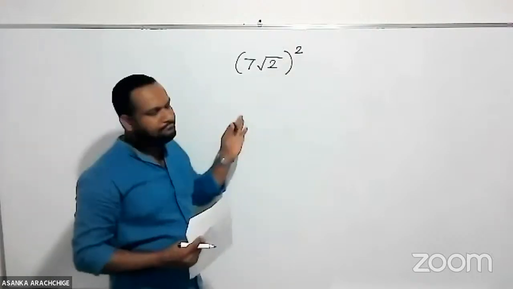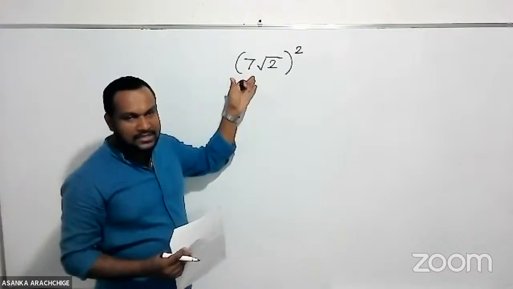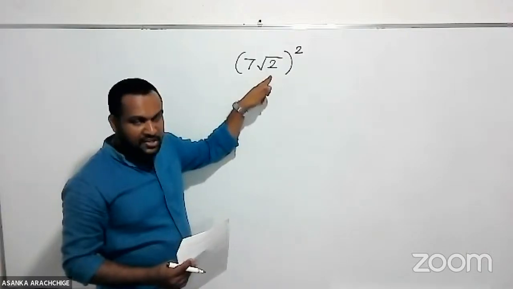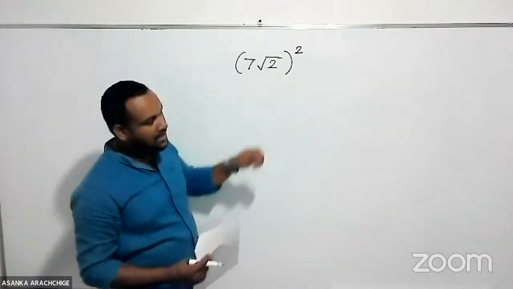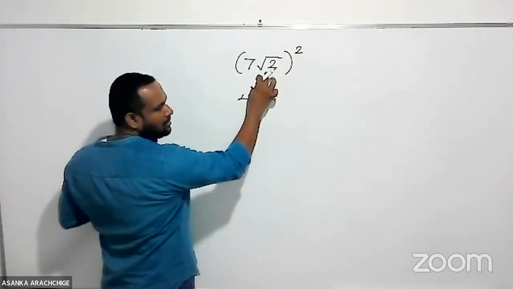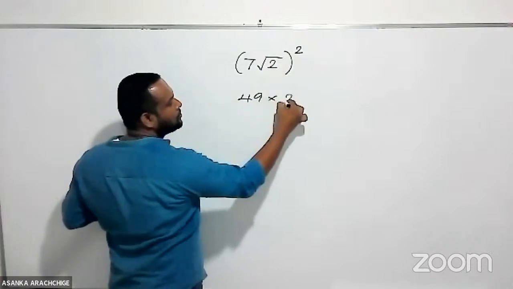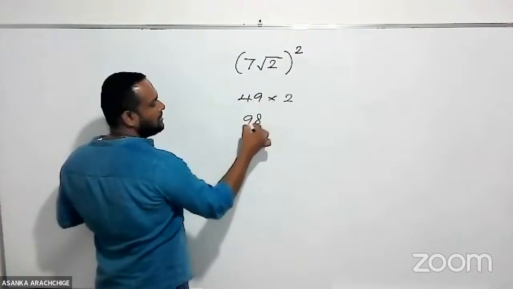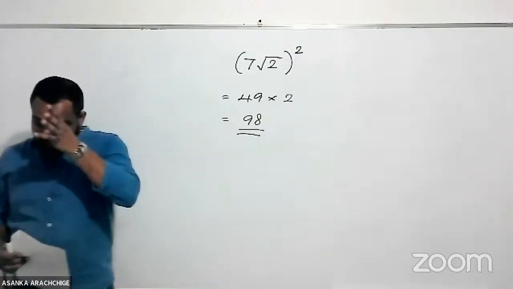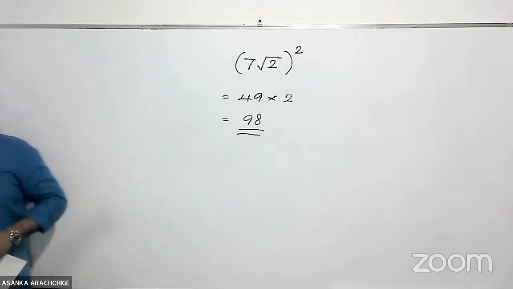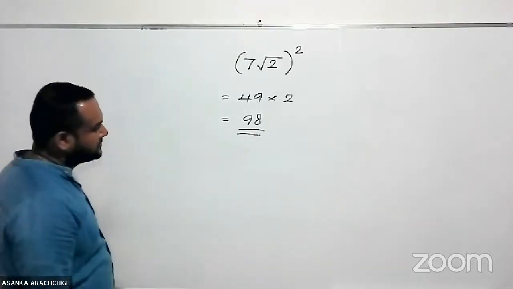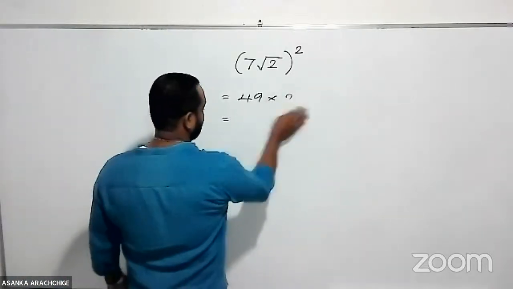When we get the square of a surd like this, both the rational part and the irrational part get squared, no? So what is the square of 7? 49, into the square root of 2 squared, 2. 2 times 49, 98. Answer 98. Correct?